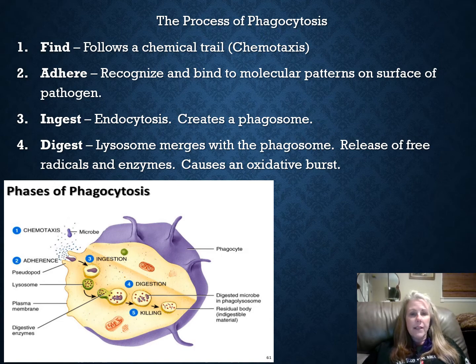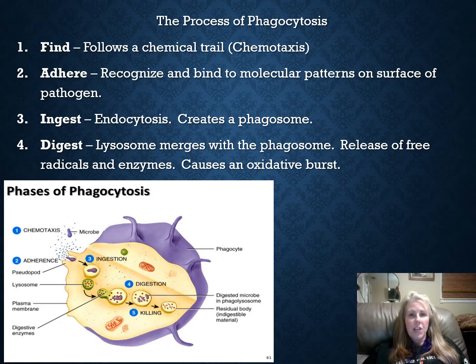Now, once it finds it, it's going to adhere to the bacterial cell. So the macrophage adheres to the bacterial cell. How is it really adhering? It's recognizing and binding to a molecular pattern on the surface of the pathogen.